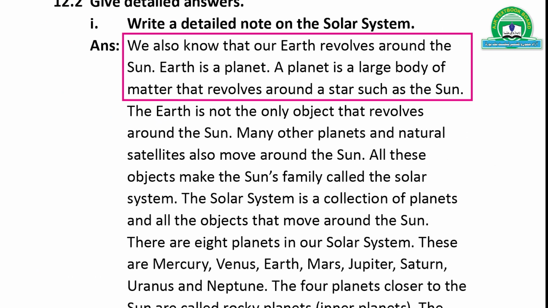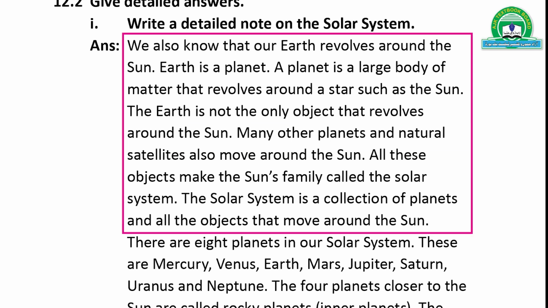We also know that our earth revolves around the sun. Earth is a planet. A planet is a large body of matter that revolves around a star such as the sun. The earth is not the only object that revolves around the sun. Many other planets and natural satellites also move around the sun. All these objects make the sun family called the solar system.